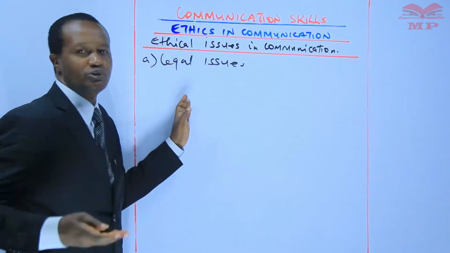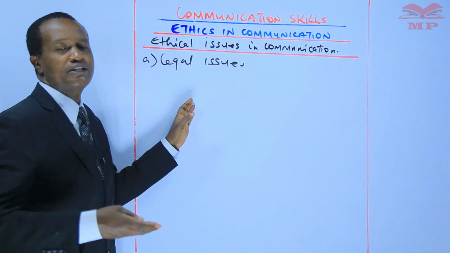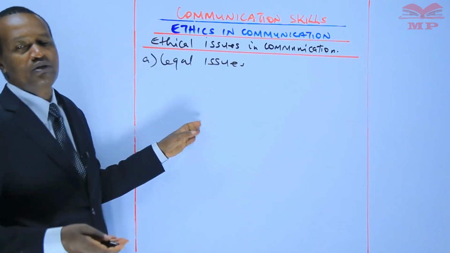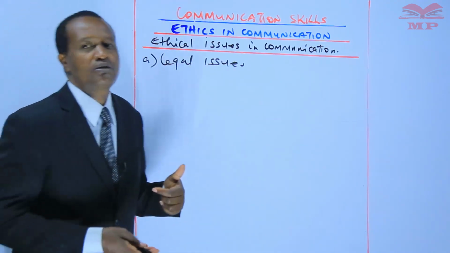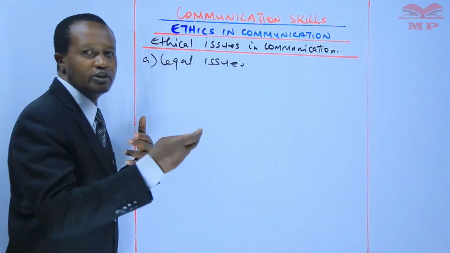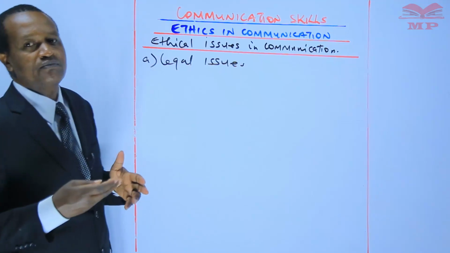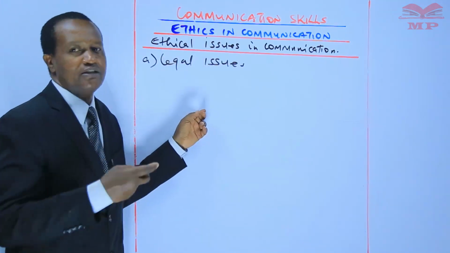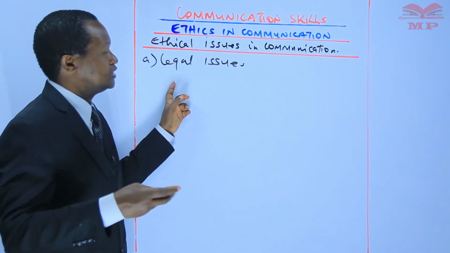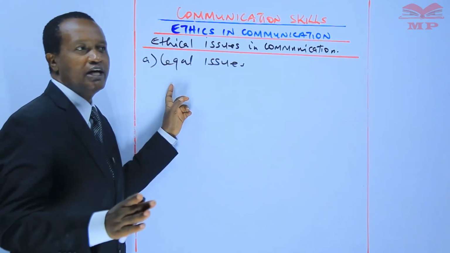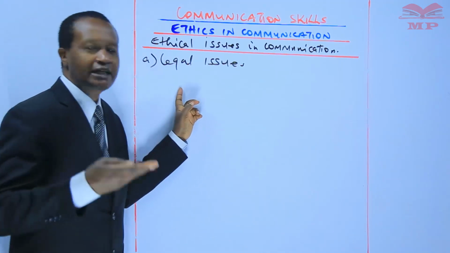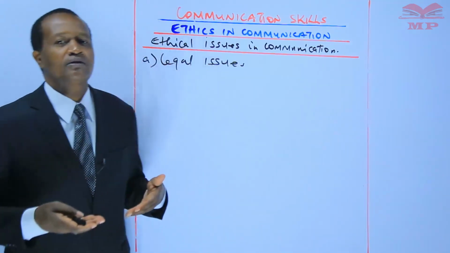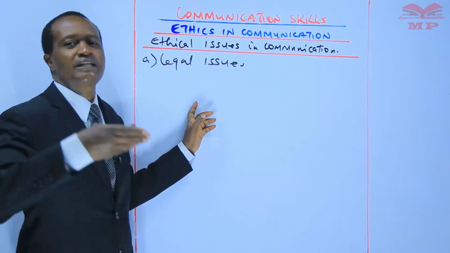Such statements may be defamatory, as we'll be studying in your law lessons. Written defamation may lead to what we call libel, while oral defamation is what is known as slander. Individuals, including companies, can be sued for defamation of character. Although these are legal issues, they are at the same time ethical issues, because slander and libel violate basic principles of honesty, respect, as well as human dignity.